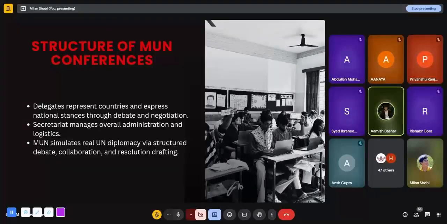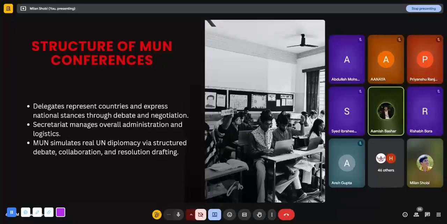So, first, delegates represent countries. Each one of you will be a delegate representing a country, political party, or leader. Your job is to speak on behalf of that country, present their stance, and defend it during debates. You will engage in formal speeches, negotiations, and team discussions, all while staying in character. So let's say you're representing China, you don't give your own opinion, you speak and act based on China's interest.